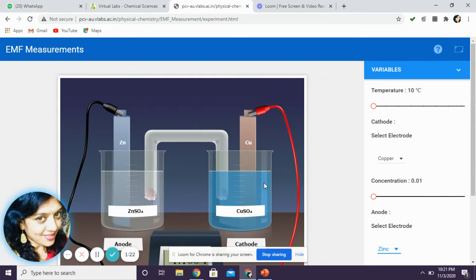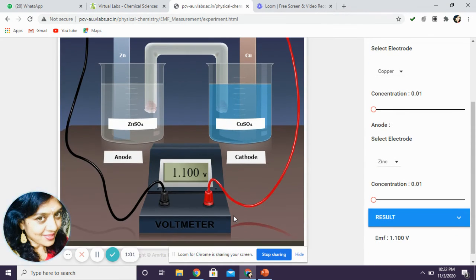So this is the virtual lab which you are going to do. Here the temperature is given, you can change the temperature. For the cathode, various electrodes are given, so you can select it. For the anode also various electrodes are given, so I can select the anode. When you select the cathode and anode, it will be reflected here and you can measure the EMF here. And you can change the concentration of the electrolytes.